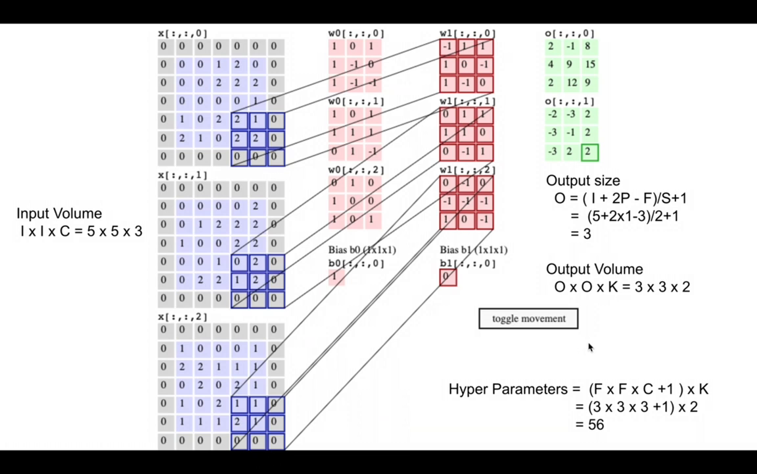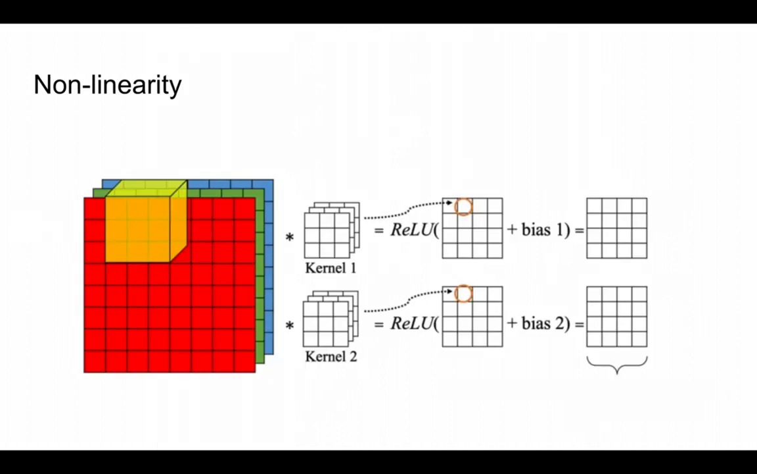What are the hyperparameters in this case? The hyperparameters will be the filter volume plus 1 bias, times 2 filters. So it's 3 by 3 by 3 plus 1, multiplied by 2, and that is 56. The hyperparameters we use for training in this convolution layer will be 56 parameters. How do we introduce nonlinearity into this training? By adding a nonlinearity to the model.